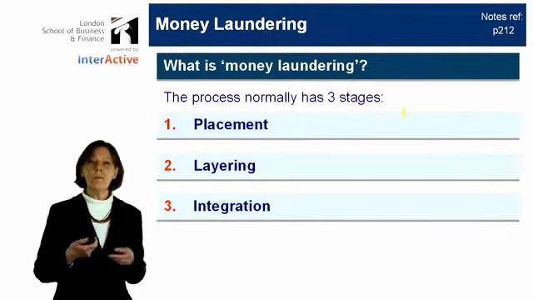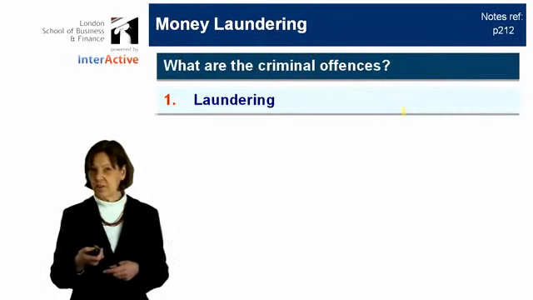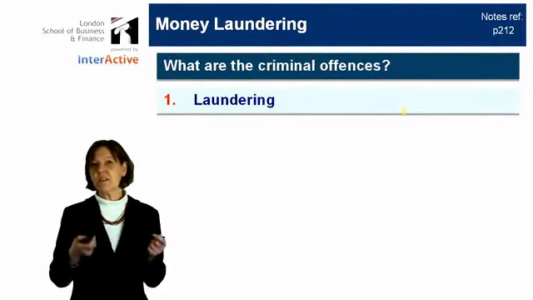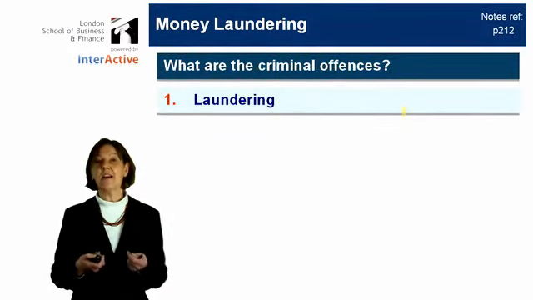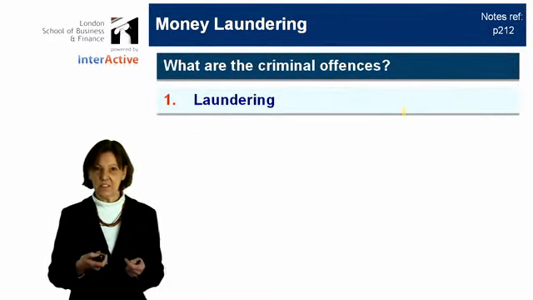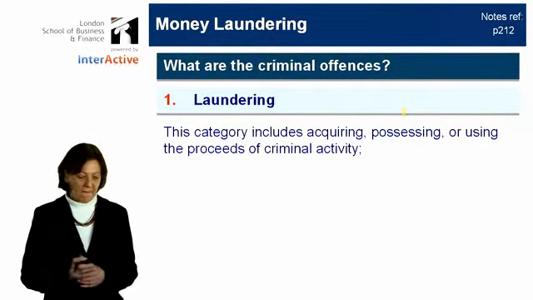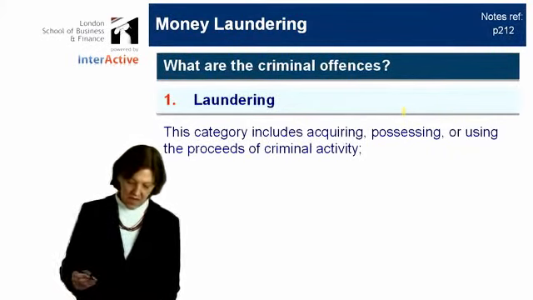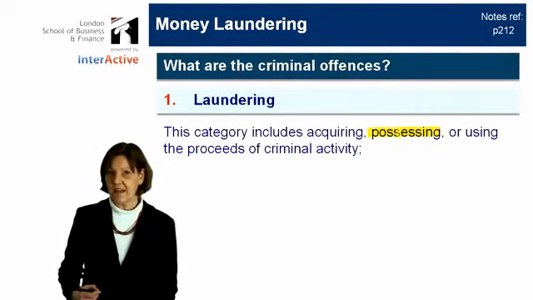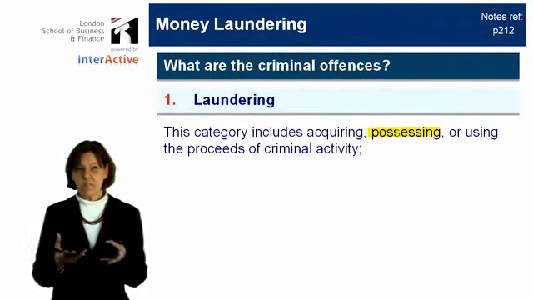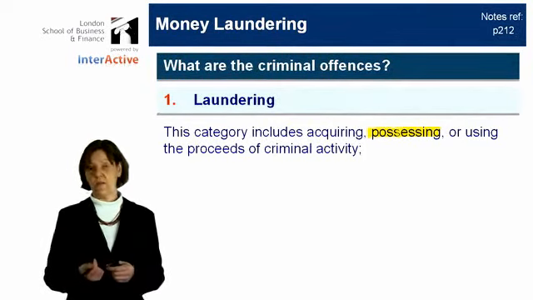Well, what more precisely are the offences? 3 in total, 3 categories. Firstly, let's look at the laundering offence itself. And I'm going to be picking out, highlighting for you here, the key words, because they're quite complicated. You don't want to remember the whole lot. Well, the first category, it includes possessing the proceeds of criminal activity. This, of course, would cover the original criminal. He's possessing them. But it can be you, as an accountant, too.